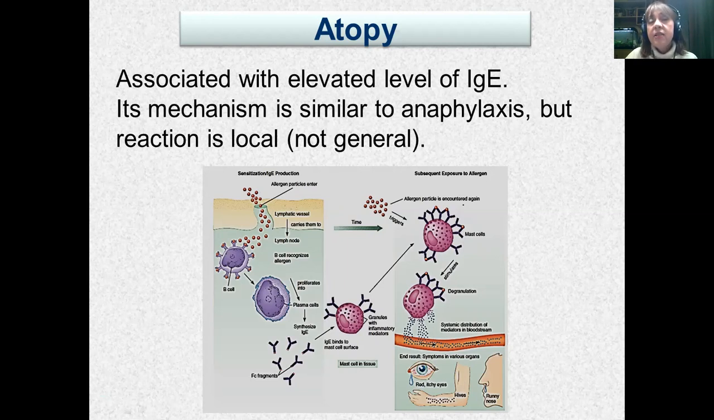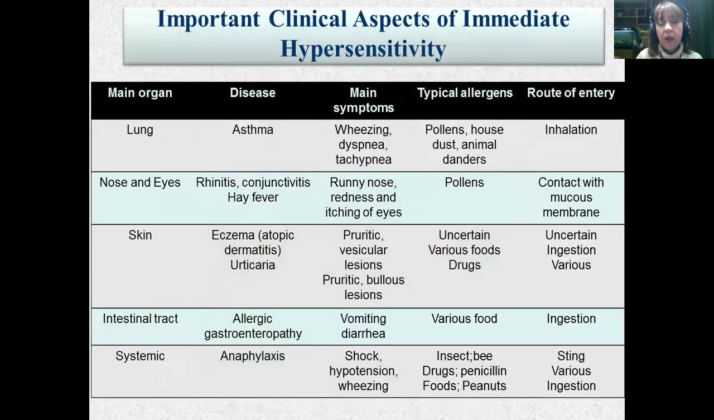Diseases with this mechanism are bronchial asthma, hay fever, urticaria, and some others. They are widely spread in the human population. And in this table, you see the summarized information about the clinical appearance of the most important reactions of immediate hypersensitivity.